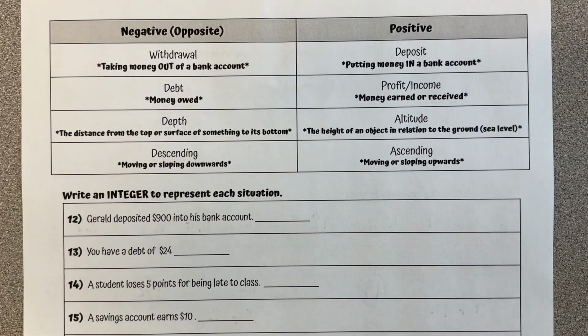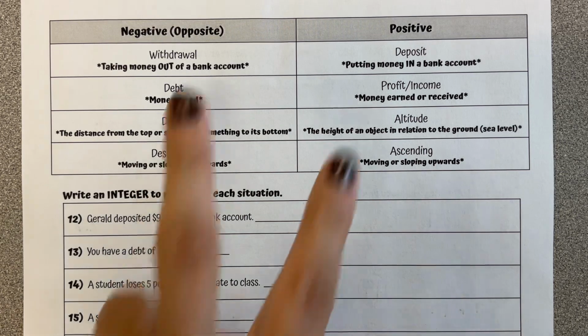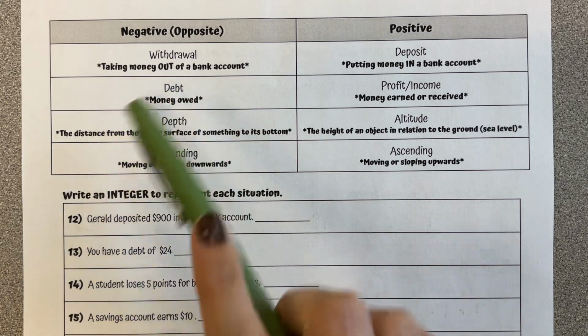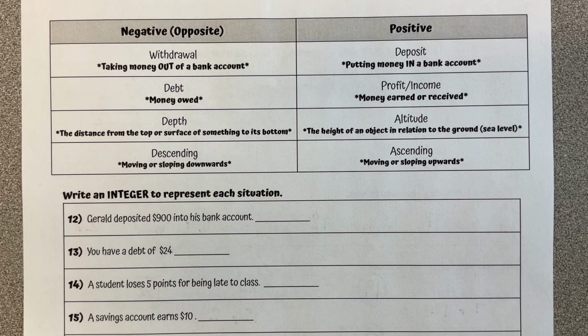Next up, we're going to look at writing integers based on situations. There's a lot of negative and positive terms that we already know. Up here, we've listed some that maybe you're not as familiar with. Withdrawal means you're taking money out of an account, so that's a negative thing. Debt means you owe money, that's negative. Depth, that's like down into the ocean, for example, to its bottom, it's a negative value. Descending, you're going down, so that is negative.